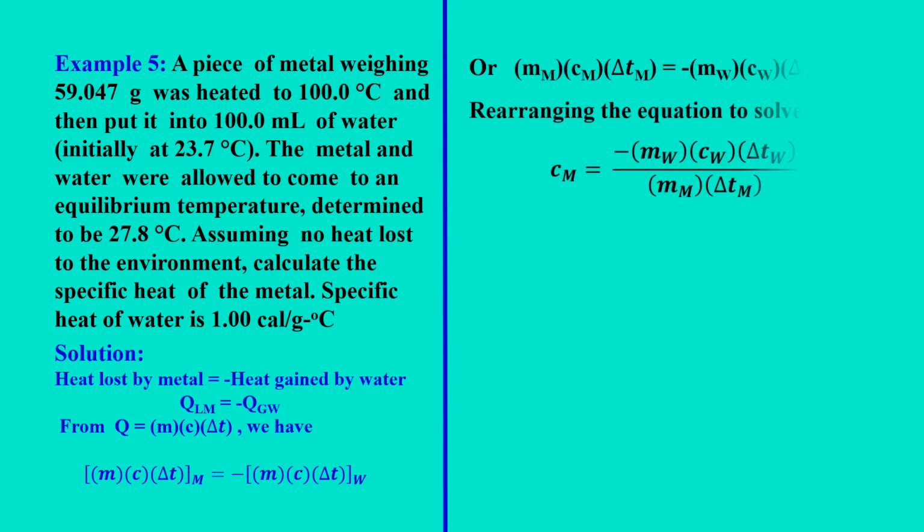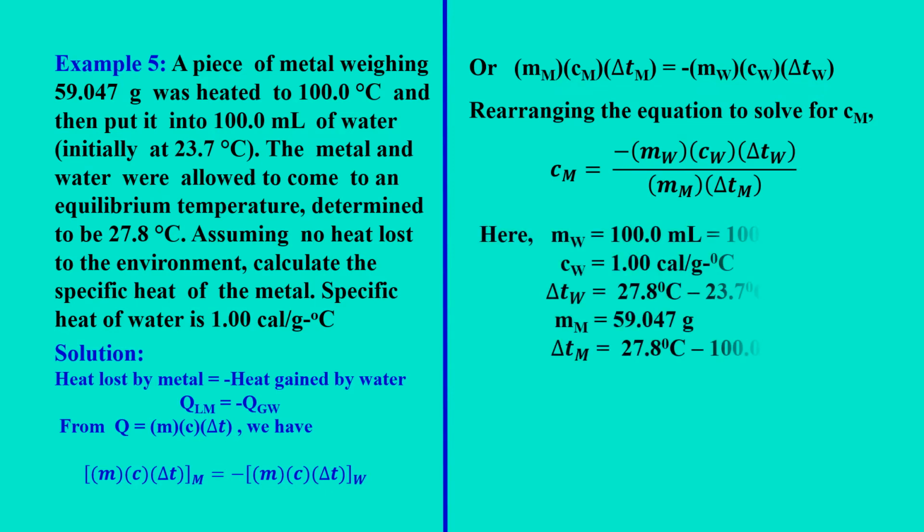Or if we distribute the subscript M to each term in the parenthesis and also the subscript W to each term in the parenthesis, we have M sub M times C sub M times delta T sub M equals negative M sub W times C sub W times delta T sub W. Rearranging the equation to solve for C sub M, we have C sub M equals negative M sub W times C sub W times delta T sub W divided by M sub M times delta T sub M.